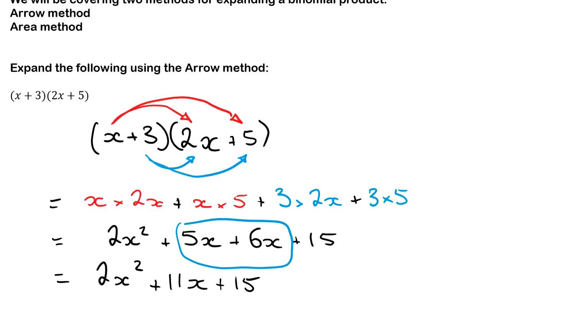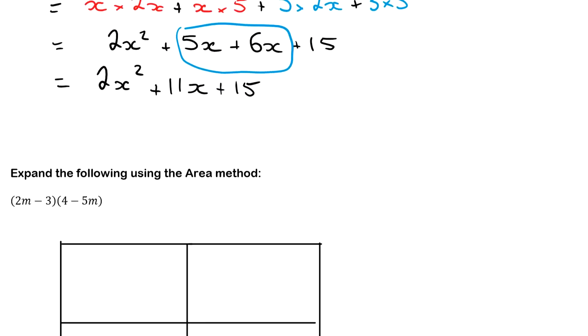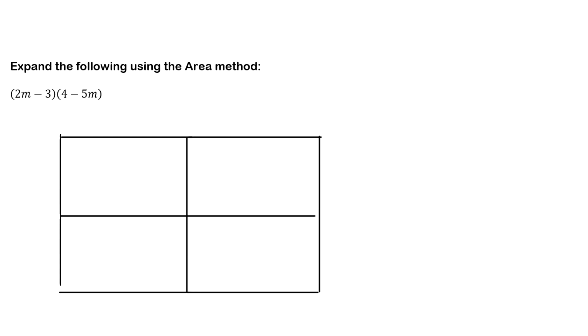Now that is your arrow or your FOIL method. The next one I'm going to look at is your area method. So what you do on the top is you write down your first expression, and then on the side you write down your next expression. Now the reason this is called your area method is because we're going to find the area of each of these rectangles. So if I'm finding the area for this rectangle here, it's going to be 4 times 2m.